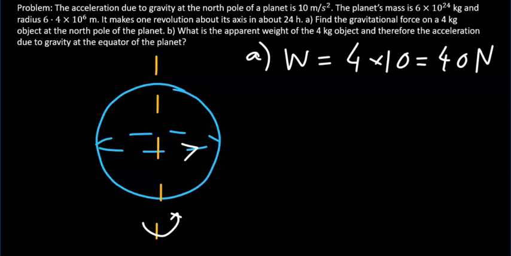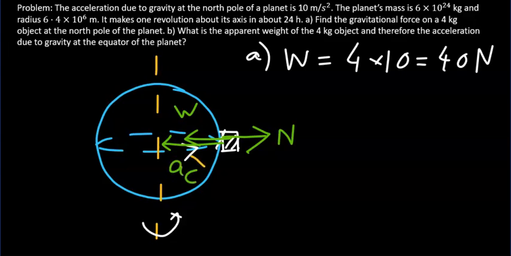Now for part B, we are interested in the weight of that 4 kg object at the equator. So let's assume we are looking at the object placed here. Of course, its weight will go towards the center of that planet, let's call it W. You have this normal force from the ground going in an opposite direction. In addition to that, because this object is part of that circular motion of that planet, you should have a centripetal acceleration towards the center of the planet. So this a sub c is the centripetal acceleration of this object towards the center of the planet.